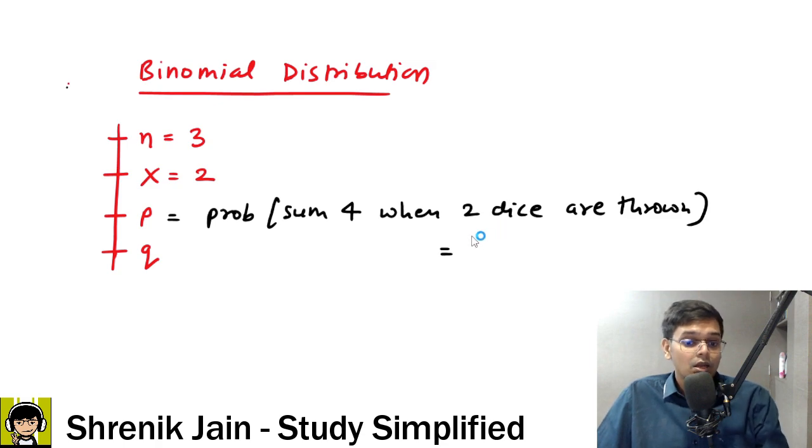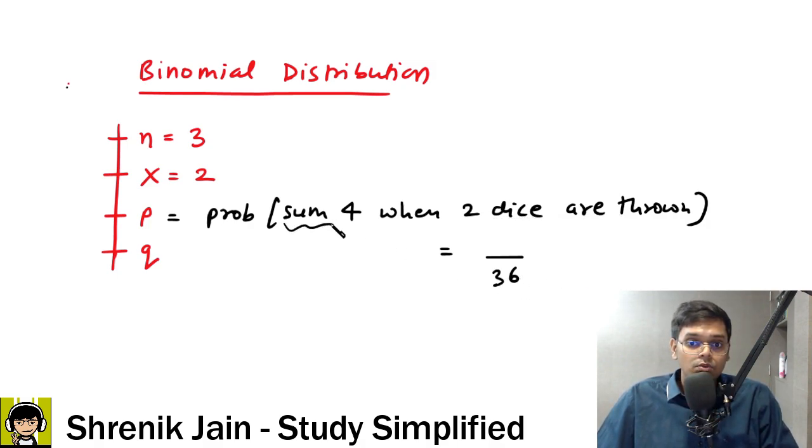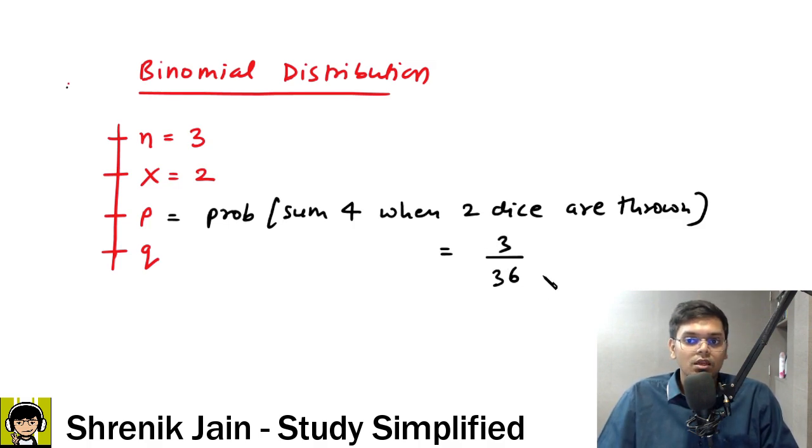Probability is the requirement by the total. If 2 dice are thrown, 36 outcomes will come. Out of those 36 outcomes, the sum of 4 is given by how many cases? Sir, only 3 cases. So 3 by 36 is the probability. Anybody in the comment section, what can this be simplified to? 1 by 12.